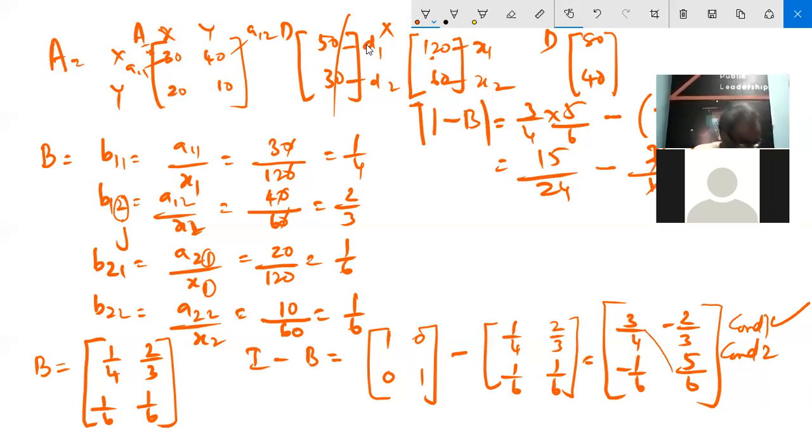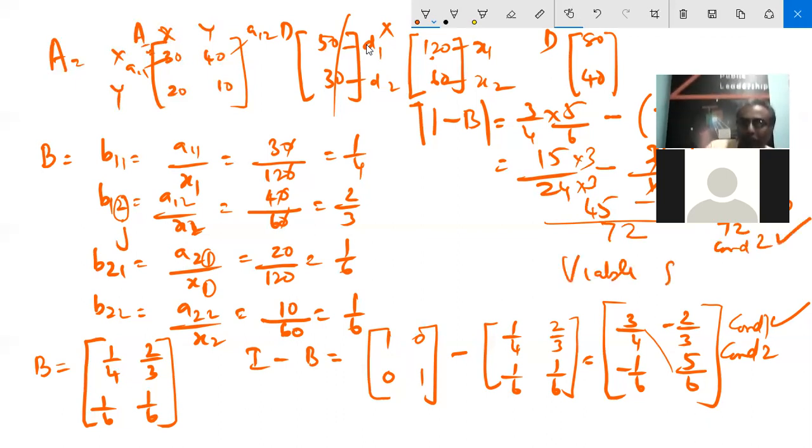Now 9 and 24. What will happen? We have to find out. 24 and 9, let us take 72. 9 into 8, minus 8, this is into 3 into 3. 45 minus 8. Okay. 45 minus 8 is 37 by 72. This is greater than 0. So condition 2 also correct. So there is a viable solution possible. Okay. Let us finish this.